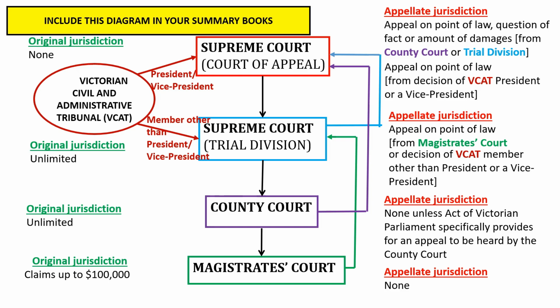That's simply out of respect for the fact that the original decision was made by a county court or Supreme Court judge. On the other hand, where the VCAT decision is made by another member of VCAT, that is, a member who's not the president or a vice president, then there's no problem in having the appeal from that decision on the point of law made to a single judge in the trial division. And that's simply because that VCAT member is not a judge.